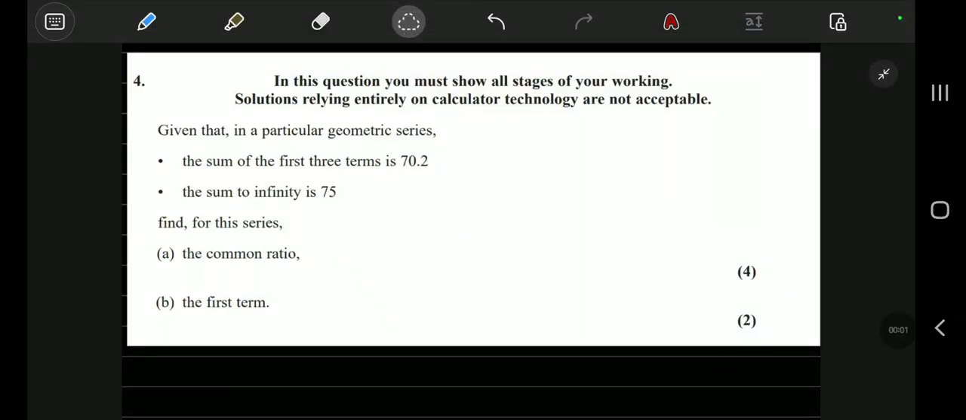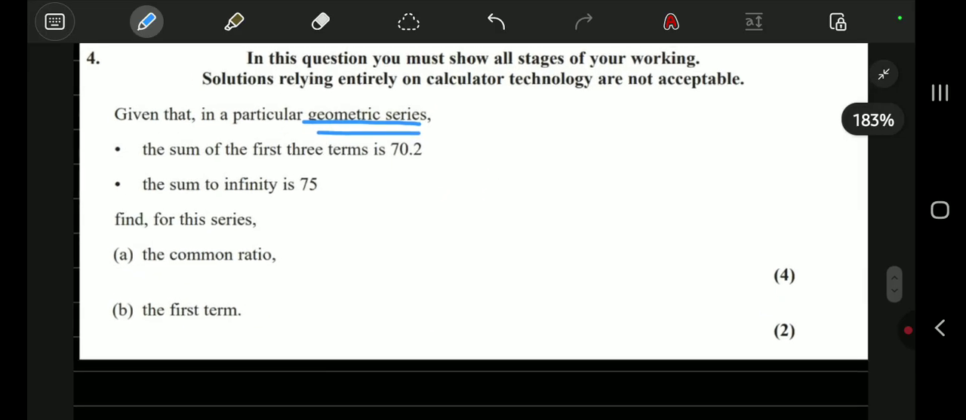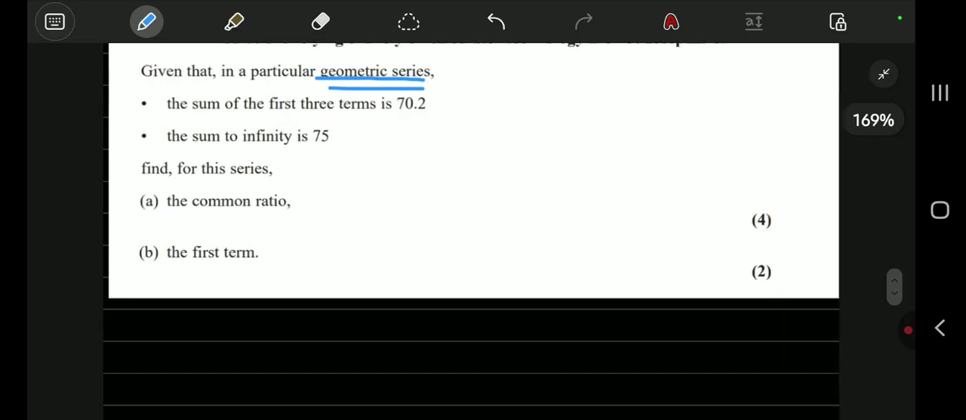Question 4 says that given that in a particular geometric series we have the sum of the first 3 terms is this, sum to infinity is this, and for this series we need to find the common ratio and the first term. So whatever is given to you, let's write this in the form of the given formulas.